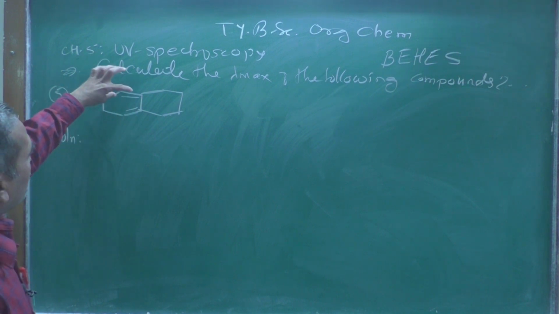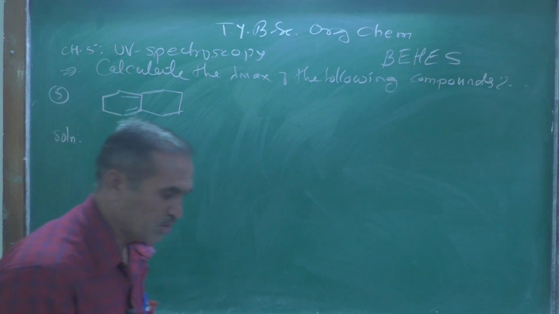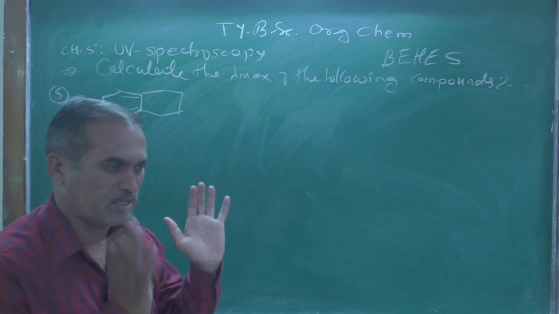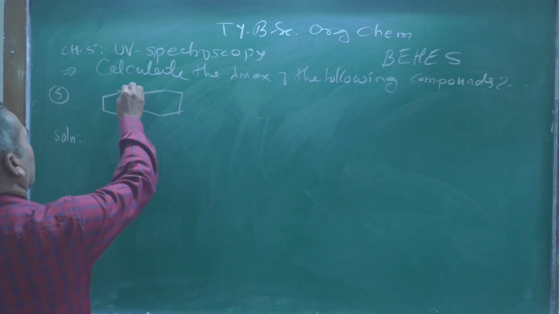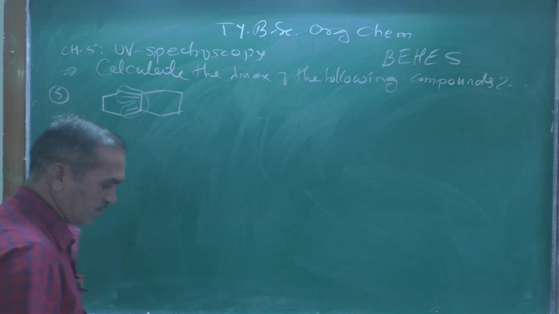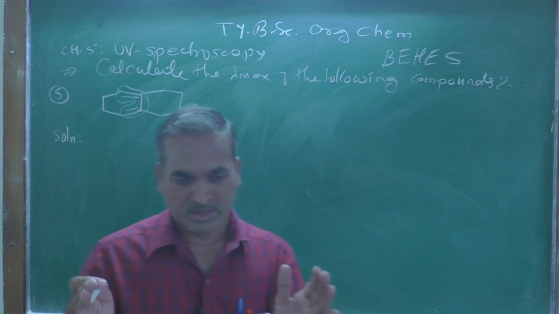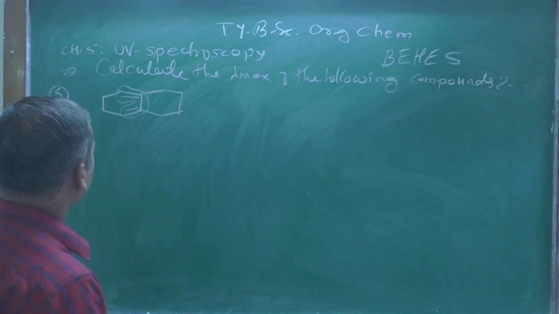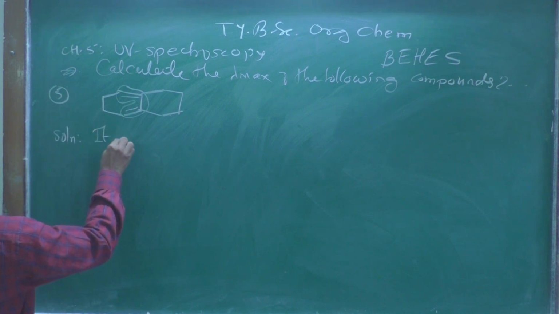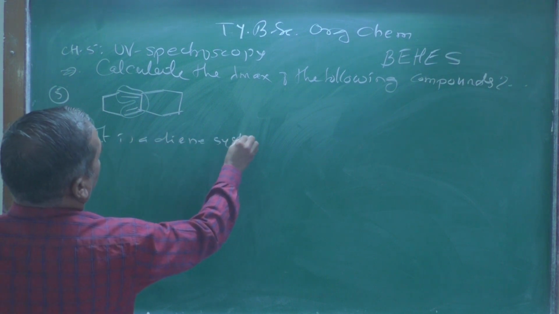What do you see here? There are carbon-carbon double bond, single bond and double bond. As we know, it is a conjugated system. Conjugated system is nothing but a diene system. So we can mark it like this. It is a diene system, right? You can circle it or you can mark it like this. And once you mark it like this, then you write one sentence: it is a diene system.